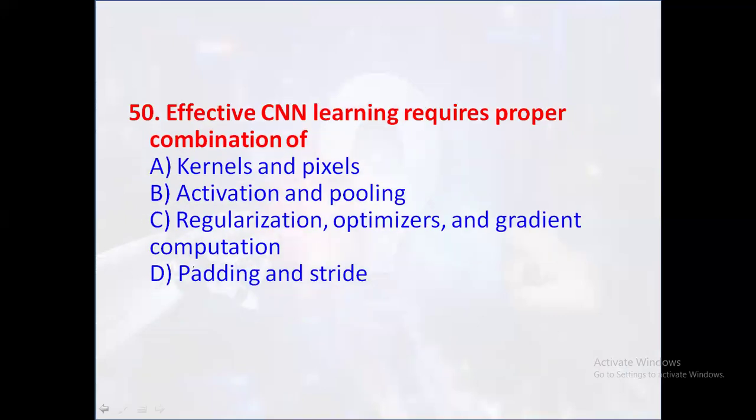Effective CNN learning requires proper combination of kernel and output pixels, activation and pooling, regularization, optimizer, and gradient computation, padding and stride. The answer is effective learning needs a proper combination of regularization, optimizer, and gradient computation, which we saw in the last video.